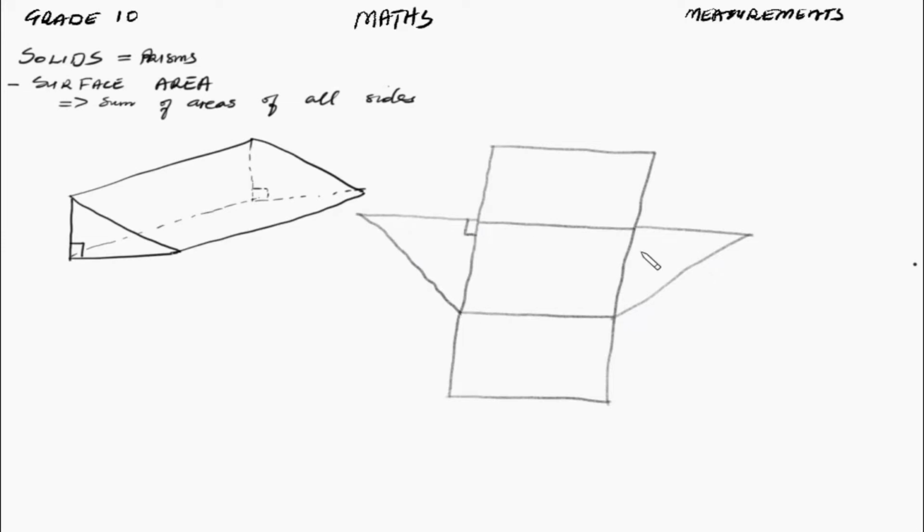This part here is actually the triangles. So we have 1, 2, 3, 4, and 5 surfaces. So that means we are going to find the area of surface 1, surface 2, surface 3, surface 4, and surface 5. And for us to find the surface area, or sometimes the total surface area, we are going to add those areas to find their sum.